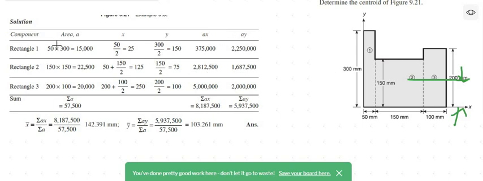Now what have I written? A1 into x1, A2 into x2. A1 x1 plus A2 x2 plus A3 x3 is equal to this one. A1 y1, A2 y2, A3 y3 is equal to this one. So x bar, what is the formula? A1 x1 plus A2 x2 plus A3 x3 divided by the summation of area. y bar is A1 y1 plus A2 y2 plus A3 y3 divided by the summation of area. This is how we have to calculate that.